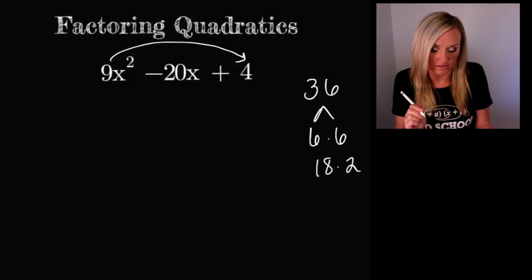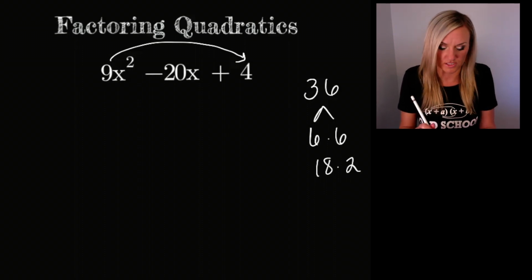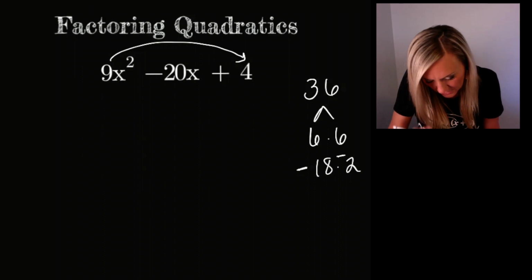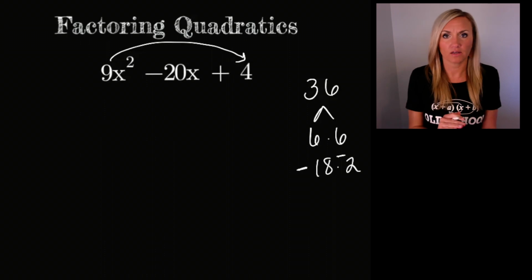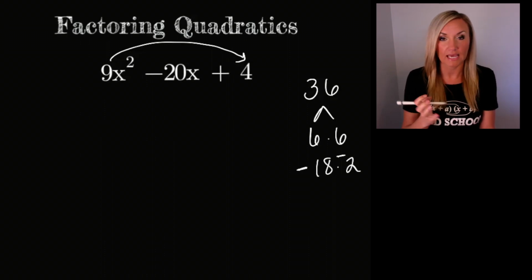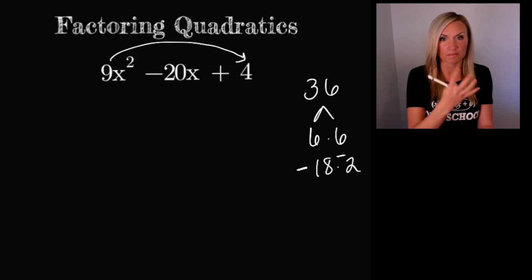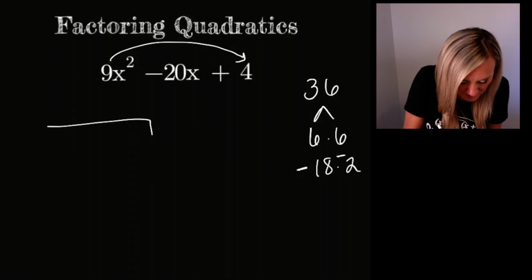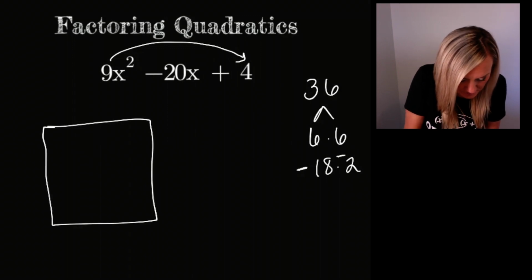And I need a negative 20, but I have a positive 4. So that means both of these have to be negative. Because a negative 18 times a negative 2 is a positive 36. And if I combine those two, right, I add them, a negative 18 plus a negative 2 gives me a negative 20. So then now you draw your box.